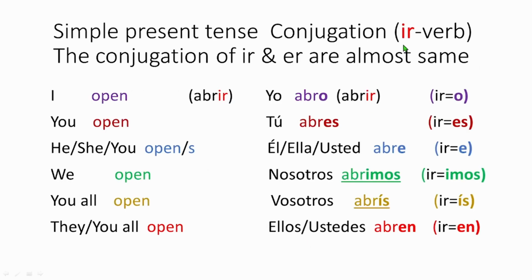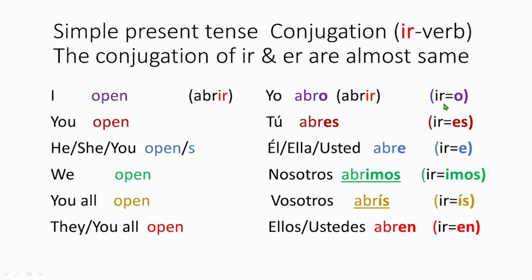Alright, so as we know, there are three types of verbs: AR verbs, ER verbs, IR verbs. We are done with two of them. Let's go with the third, that's IR verbs. So let's see how we conjugate the IR verb to make the present tense. I have written something here. The conjugation of IR and ER are almost the same. Alright, so let's see how they are the same.